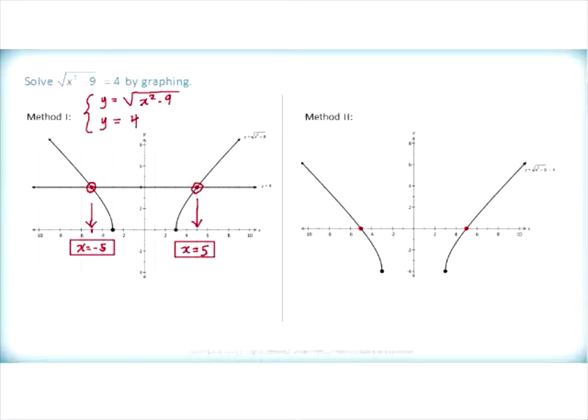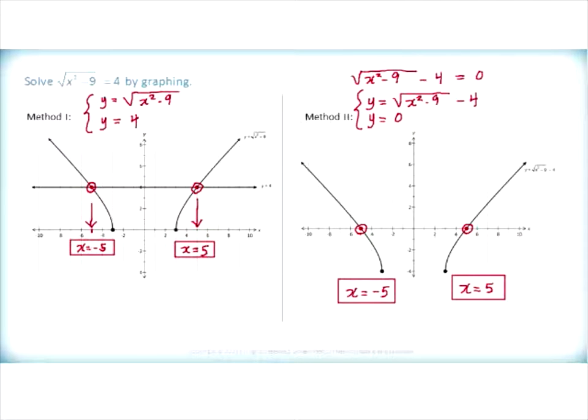In the second method, we can solve the equation by bringing all terms to one side of the equation and making it equal to 0. Therefore, we will graph the function y equals the square root of x squared minus 9 minus 4, and we will look for any x-intercepts of that graph. That is, the values of x that make y equal to 0. And similarly, we come up with the same answers. X equals -5 and x equals 5.